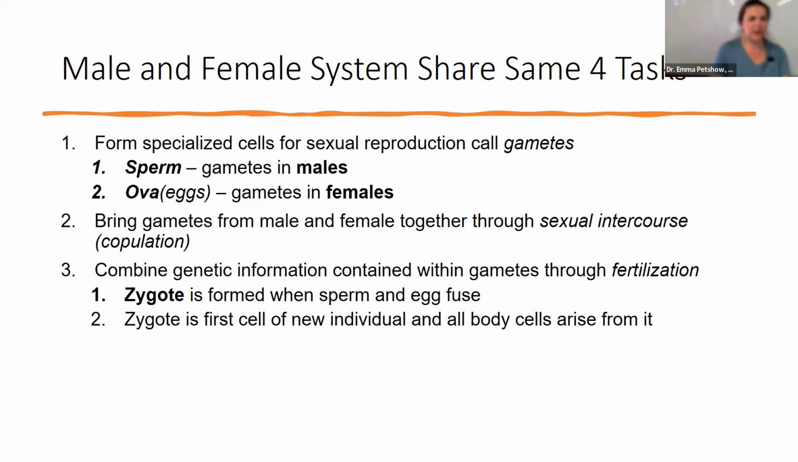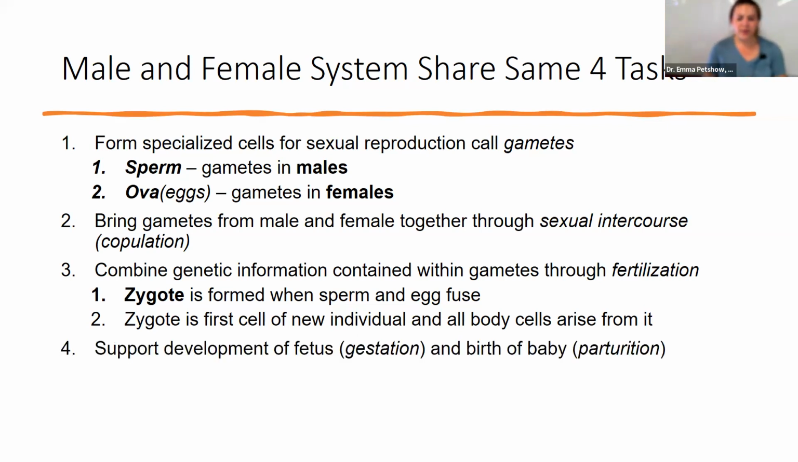The zygote, you could say, is our first stem cell, right? Our pluripotent stem cell that can become every type of tissue. It's non-differentiated yet. And that's going to support the development of our fetus, gestation, or baby, parturition. So that's where we get our GPs, right? If you've ever seen the patient where we have the gravida and para, the G1, P1, et cetera, that's from these words here.